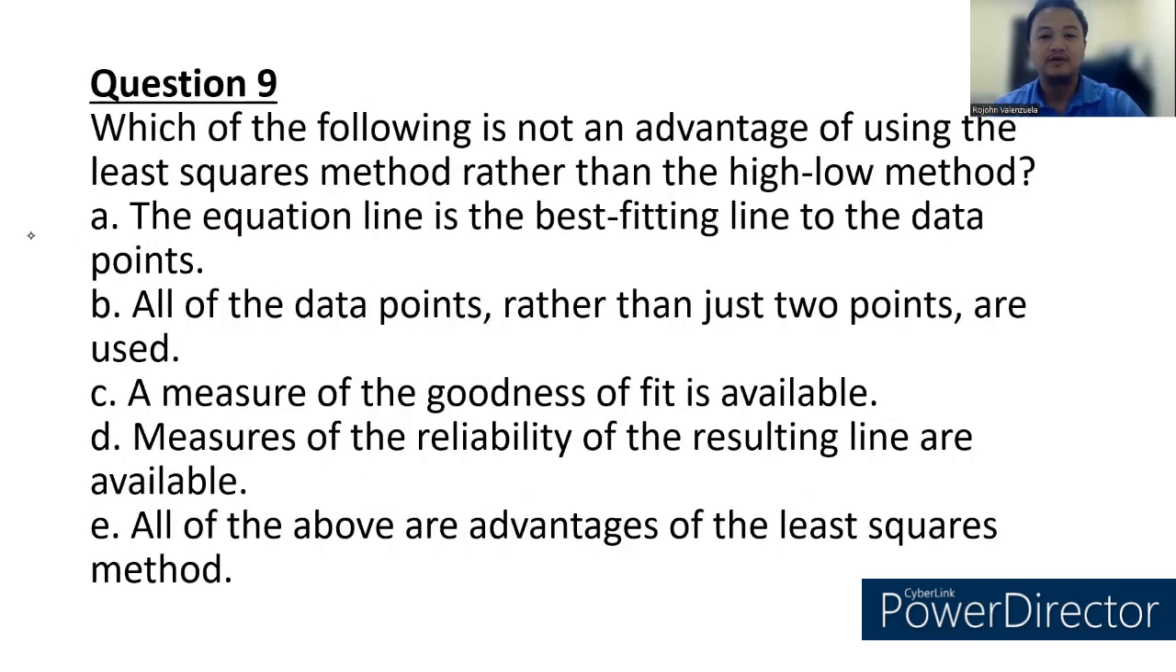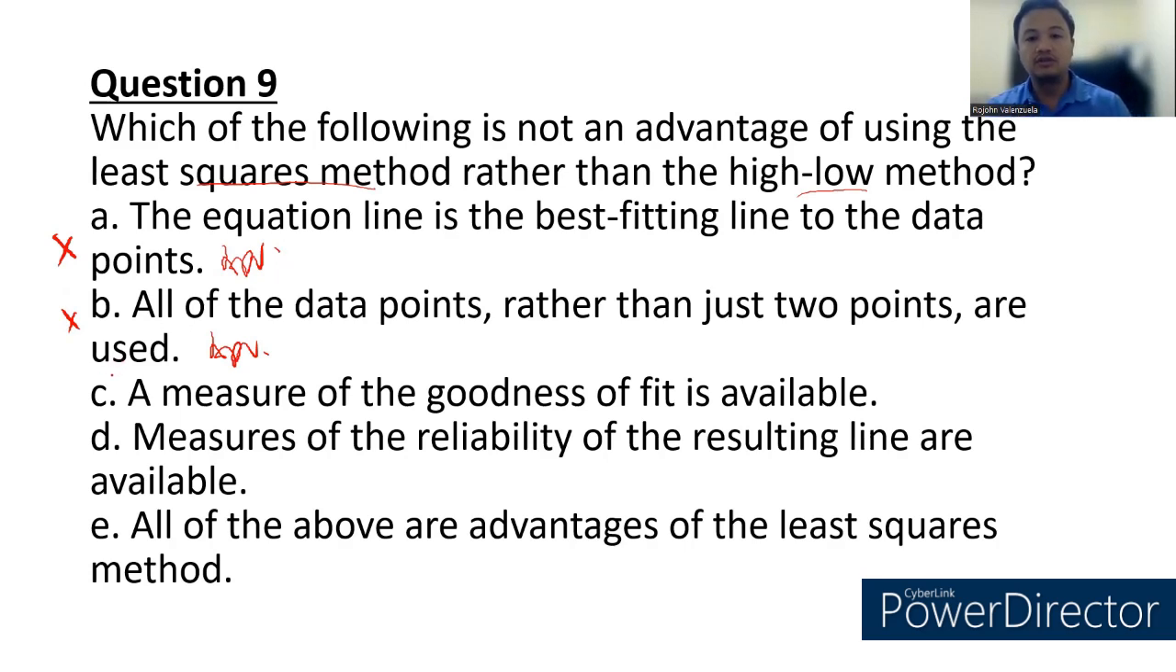Number 9. Which of the following is not an advantage of using the least square method rather than high-low method? Only daw disadvantage ng least square. Okay? Letter A, the equation line is best fitting line to the data points. Ito nga yung advantage pa niya eh. So, hindi siya disadvantage. Letter B, all of the data points are used. Advantage pa yan. Okay? Kasi nga, mas marami kang kinoconsider. Hindi katulad ng high-low method, dalawa.